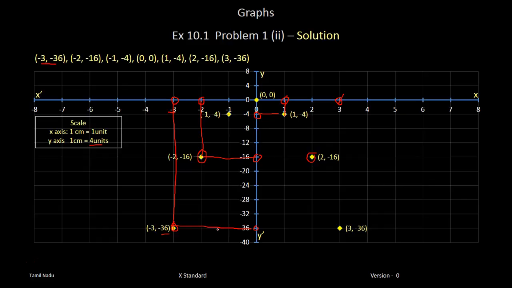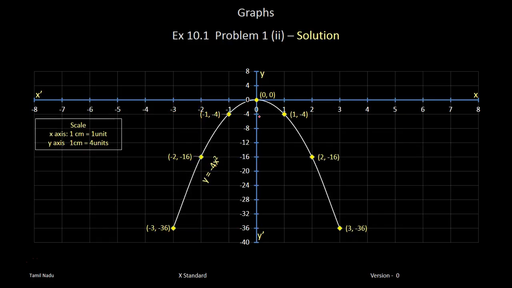Now we have to join them using a smooth curve. As I told you in the previous problem, please join them with a very thin line using a scale. Draw it with a very thin line and then draw the smooth curve. When you're connecting two points, keep an eye on the next point. That way you will get a smooth curve. After joining all the points by the smooth curve, this is how the graph will look.